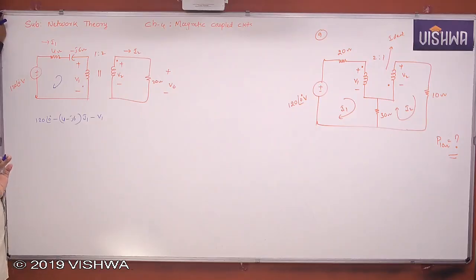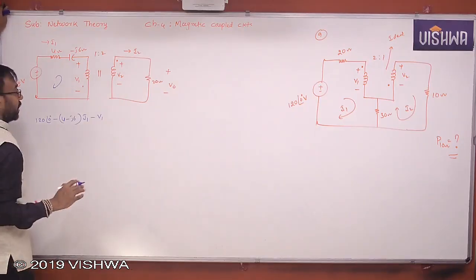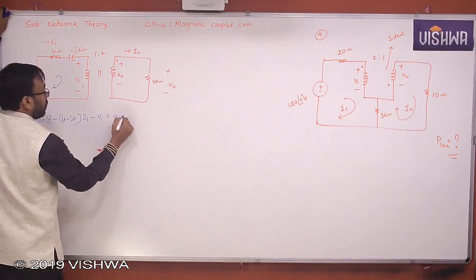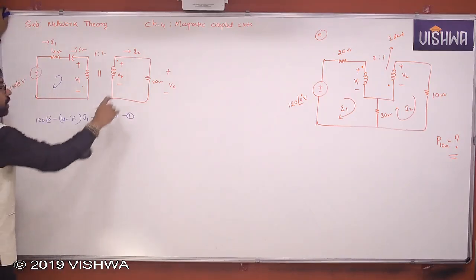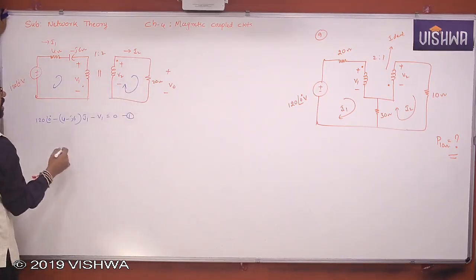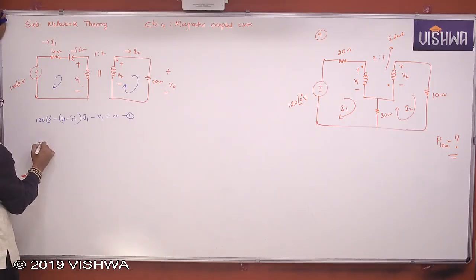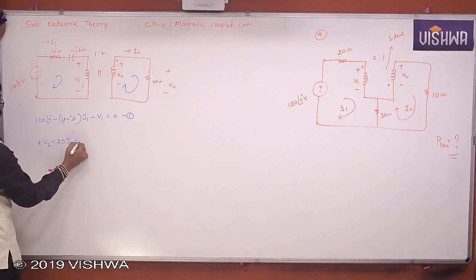You got the point, all of you? Okay. Directly I can take it. Is equal to 0. This is the first equation. If I write the equation in this, what will I get? Tell me. Plus V2 minus 20 I2 is equal to 0.